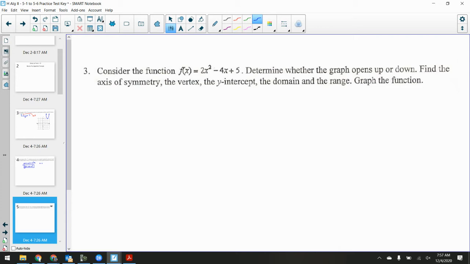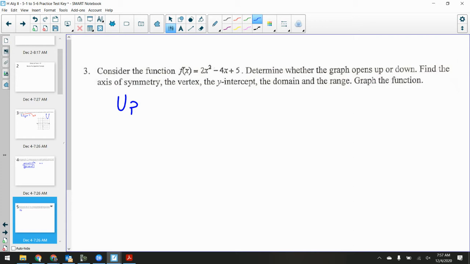Okay, so first thing that I want to do is tell whether it opens up or down. Remember that I look for the a value. If a is positive, if a is greater than 0, then it's happy. We know that this is going to open up.